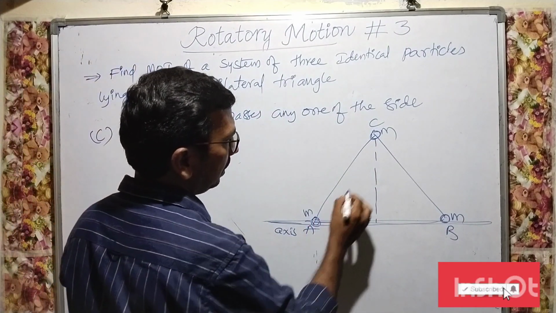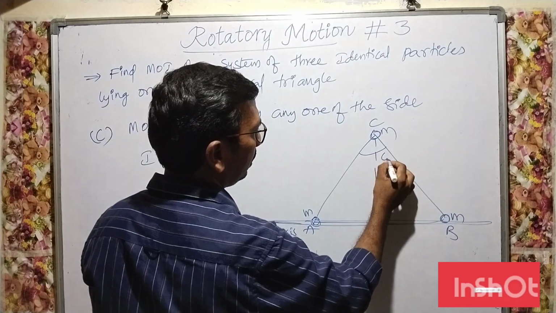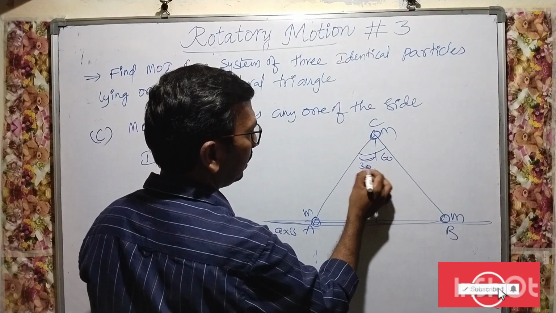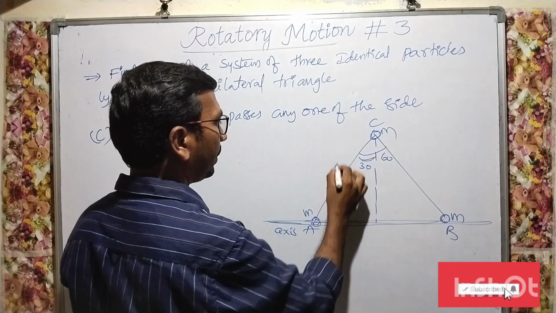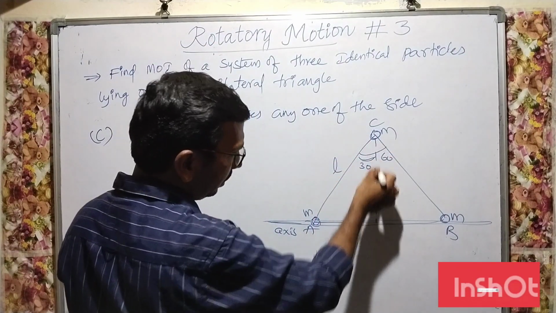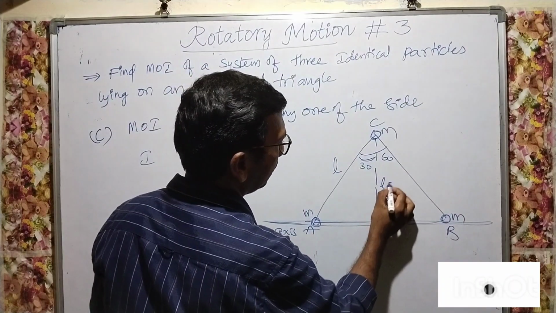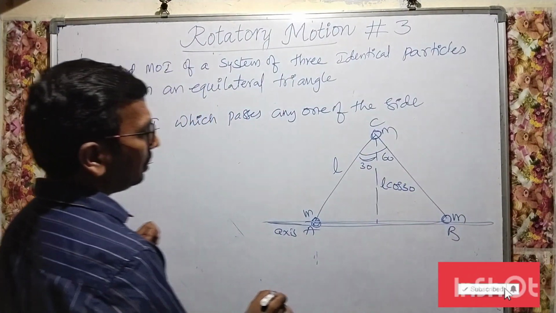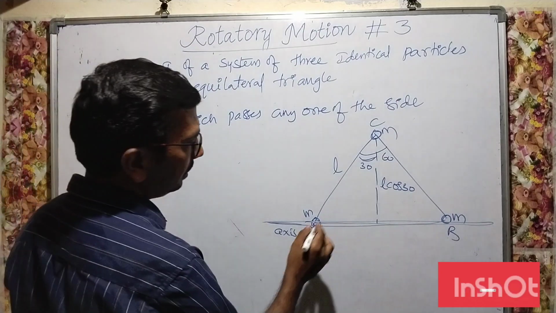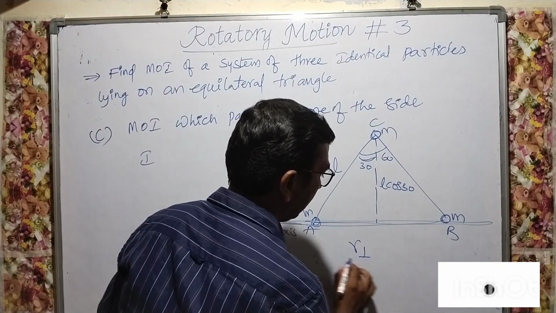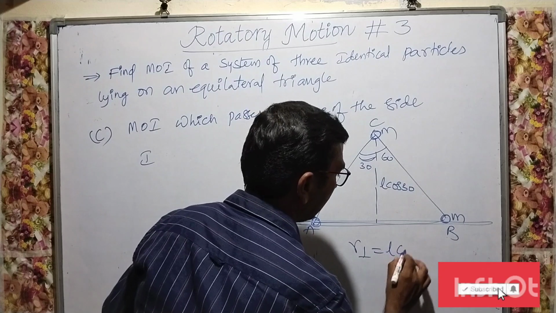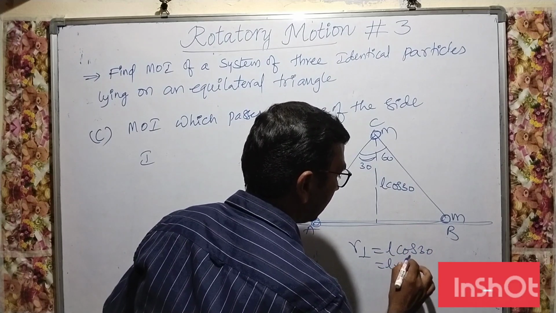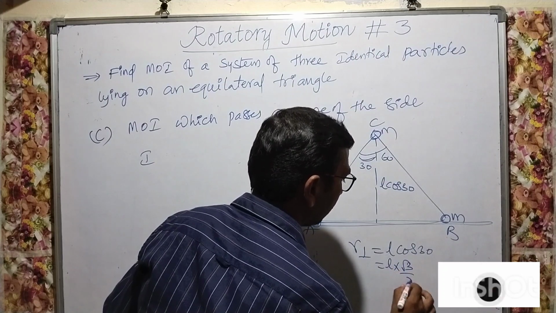So here the total angle is 60, so this half angle, from here to here, is 30. This is side L. So what about this one? This is L cos 30, this distance. So the perpendicular distance R is equal to L cos 30, and the value of cos 30 is root 3 by 2.